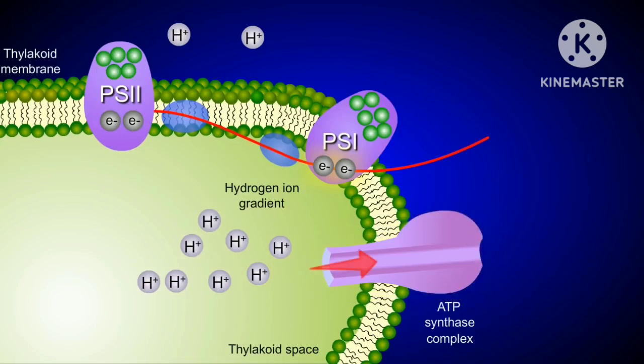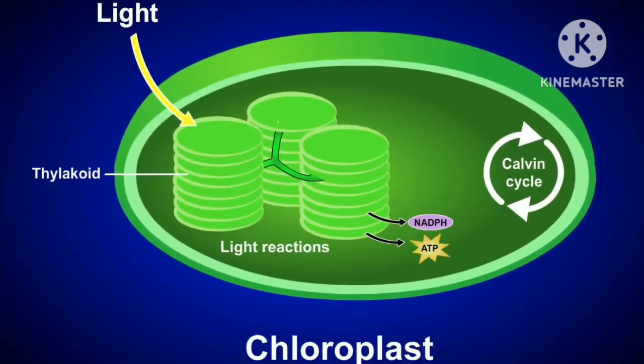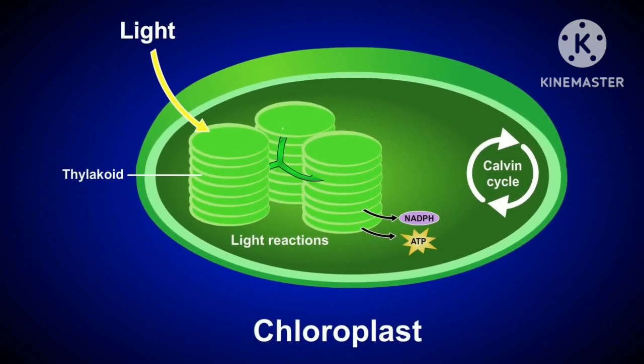The hydrogen ions flow down their concentration gradient through a channel in ATP synthase, releasing energy in the process. ATP synthase uses this energy to add a phosphate to ADP, forming ATP. Let's zoom back out for a moment and return to our chloroplast.